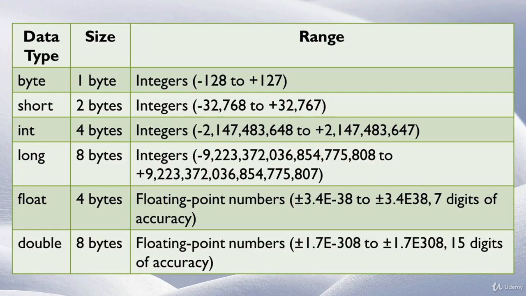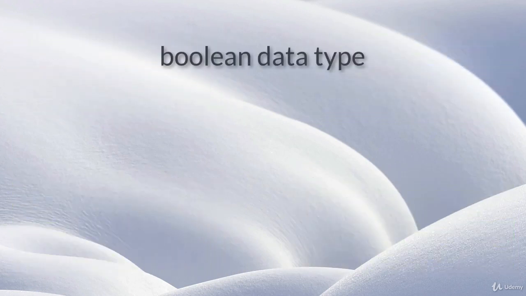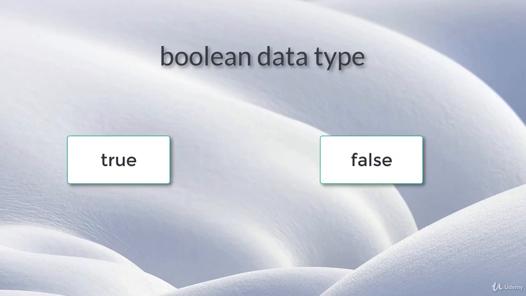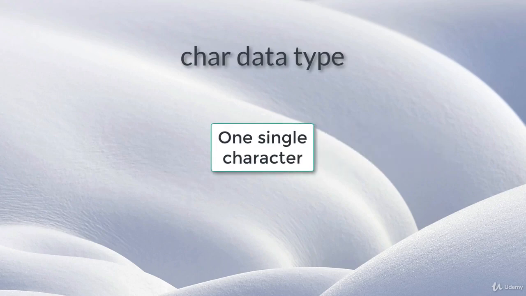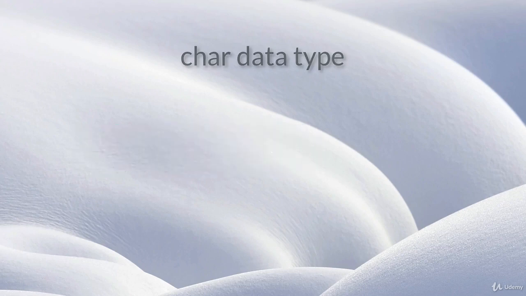Some other data types that we will work with include Booleans. So the Boolean data type has only 2 possible values, either true or false. Use this data type for simple flags that track true or false conditions, and this data type represents 1 bit of information, but its size isn't something that's precisely defined. We can also use the char or the character data type that can only store 1 single character and uses 2 bytes to store. One other data type that we will use is the string class as data type.